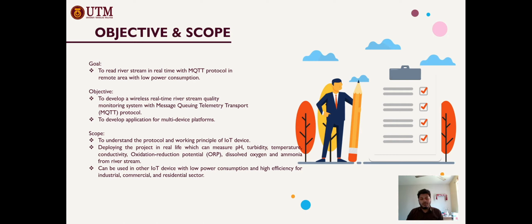In my final year project 1, I have proposed two objectives. The first one is to develop a wireless real-time reverse stream quality monitoring system with Message Queuing Telemetry Transport Protocol, and my second objective was to develop application for multi-device platform.